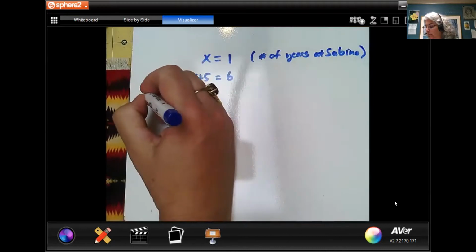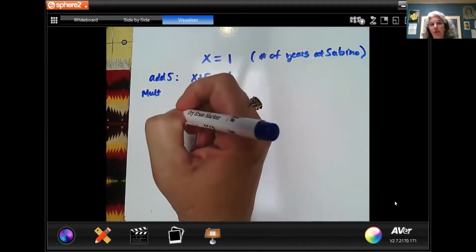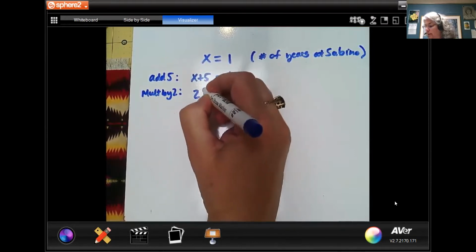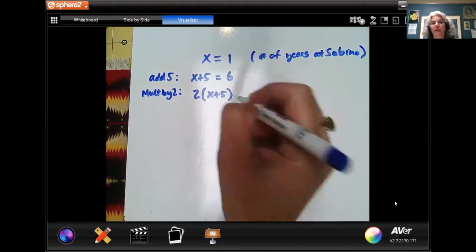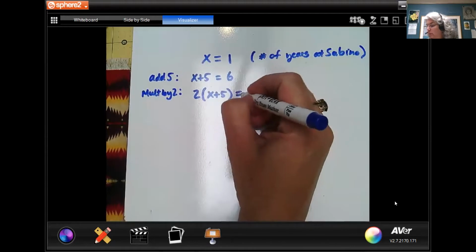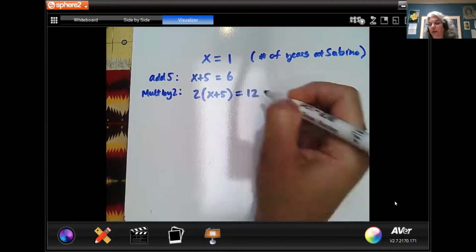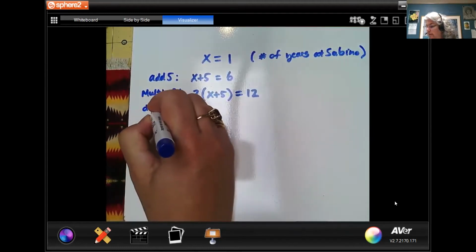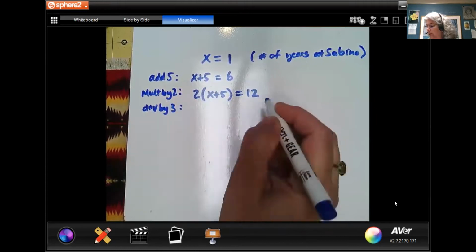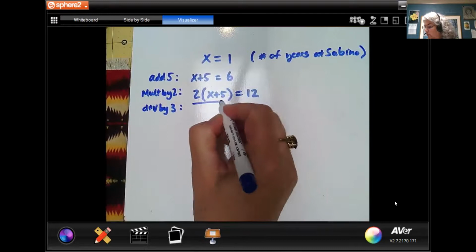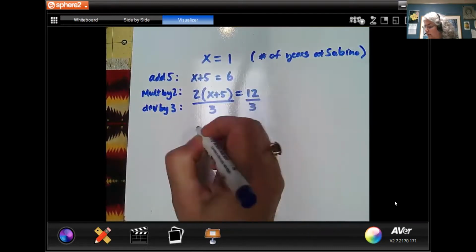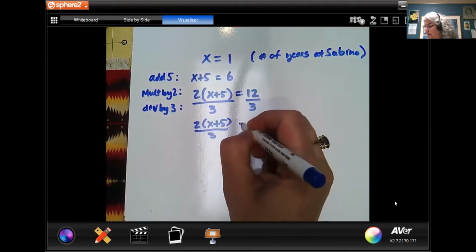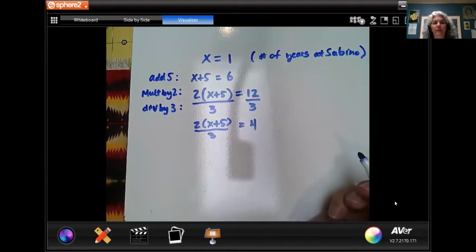And then I'm going to multiply by, I'm just making this up off the top of my head, multiply by 2. And so to multiply both sides by 2, I have to put the left-hand side in parentheses. And then I'm going to multiply the right-hand side by 2 as well, and I get 12. And then let's say divide by 3. Something that goes evenly into 12 would be 3. So my new equation, I'm just going to make this a little bit simpler. Divide both sides by 3. So this new one is this, and this is 4 on the other side. So this is my third step.